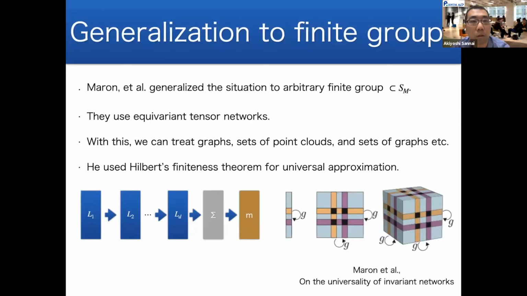So the first one is, we deal with the set of permutations, but Maron generalized the situation to arbitrary finite groups in S_M. Instead of the usual deep neural net, they use equivariant tensor networks for L_i. With this, we can treat graphs, sets of point clouds, sets of graphs, and so on. Essentially he used the so-called Hilbert finiteness theorem for showing universal approximation.